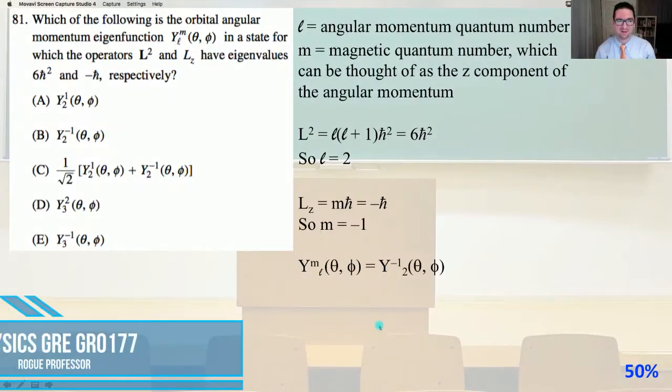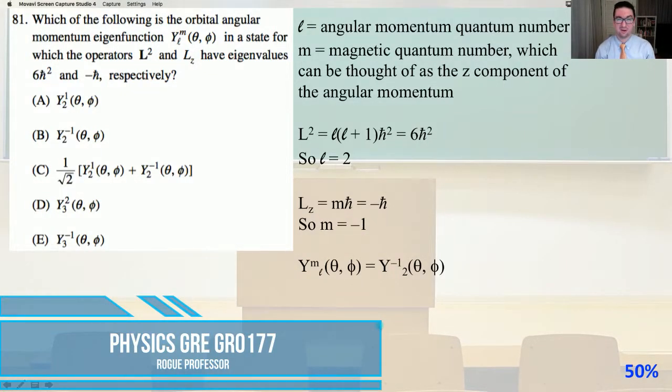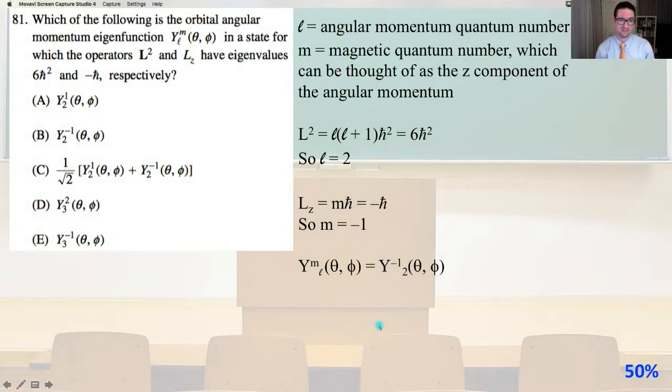Thanks for joining me. We're on problem number 81 of Physics GRE GR0177. Which of the following is the orbital angular momentum eigenfunction Y_l^m of theta and phi in a state for which the operators L squared and Lz have eigenvalues 6ħ² and minus ħ respectively? So big L squared is going to equal l times the quantity l plus 1, all times ħ squared, and as the problem states, it equals 6ħ squared. So little l is going to equal 2.